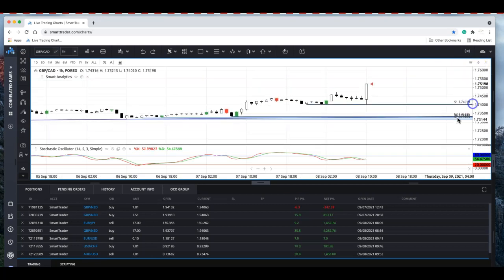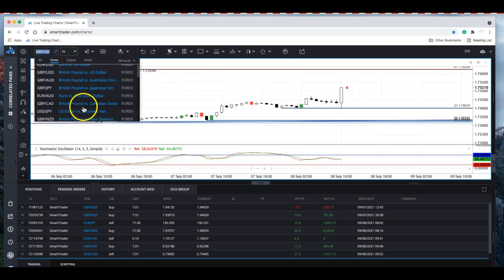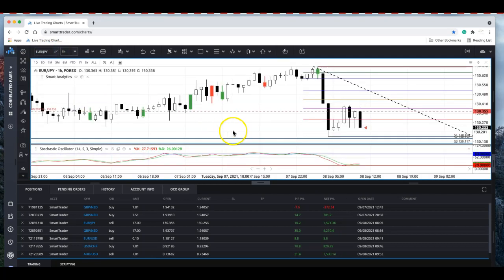It's a more exaggerated move on pound Canadian dollar. Market is already in an uptrend, comes back down to the pivot level, 174.1, and there's your trade. Okay, so that's it on trading. Let me just do one more.